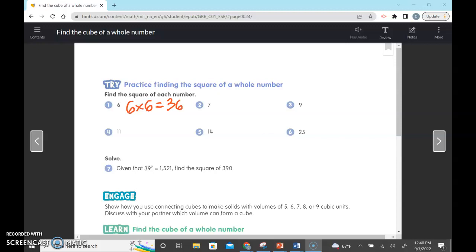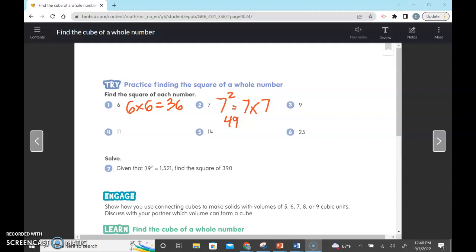For number 2, we can even do it this way. 7 to the power of 2, that 2 is an exponent, which would equal 7 times 7. And 7 times 7 would give us 49. So we can see that 49 is a perfect square. Why is it a perfect square? Because when you multiply 7 times 7, that'll give you 49.